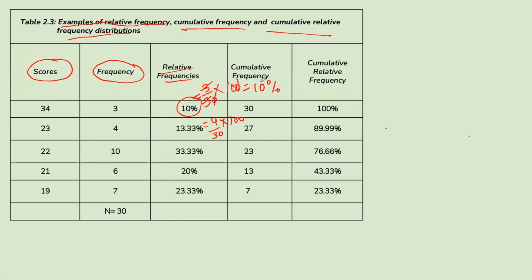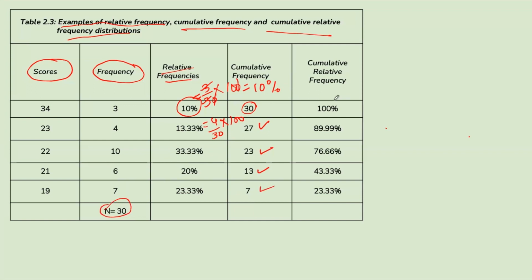Now to calculate the cumulative frequency, this is 30. So 30 is the total frequency, that is n is equal to 30. Now to calculate 27, you have to sum 4 plus 10 plus 6 plus 7, that is the sum of that class and all the classes that follow it. So 4 plus 10 is 14, plus 6 is 20, plus 7 is 27. Then 23 will be 10 plus 6 plus 7, that is 16 plus 7, that is 23. Then 13 will be 7 plus 6, that is 13. And 7 will be 7. So this is how you calculate the cumulative frequency.